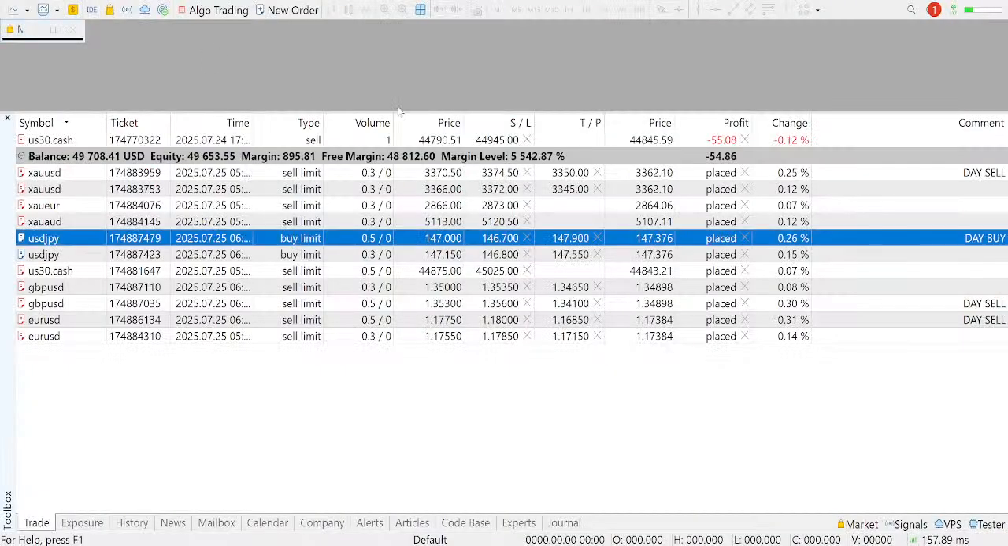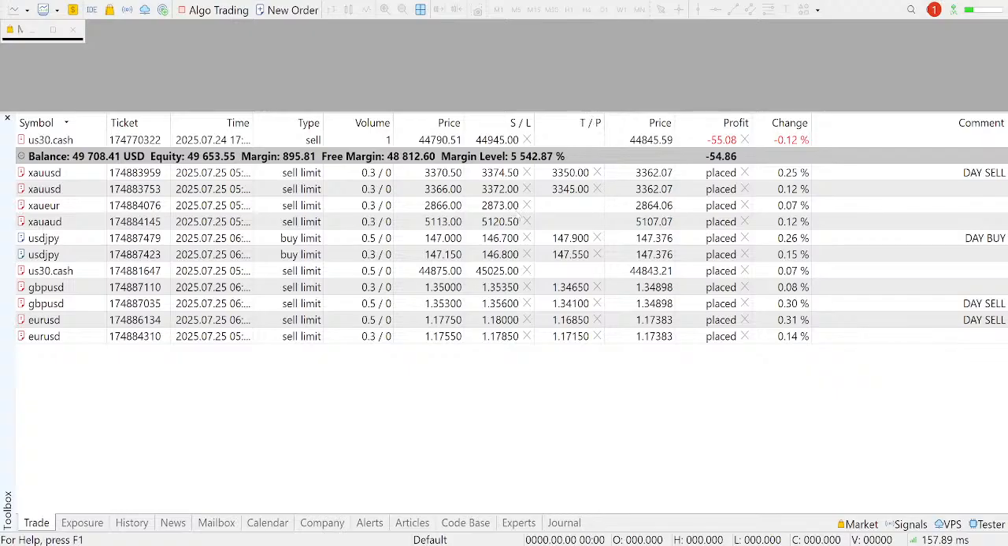We are going to go for Aussie sell. Okay, this is a day order. Selling at 66.10, stop 66.35 and 65.50 as a target, and this is a day sell.